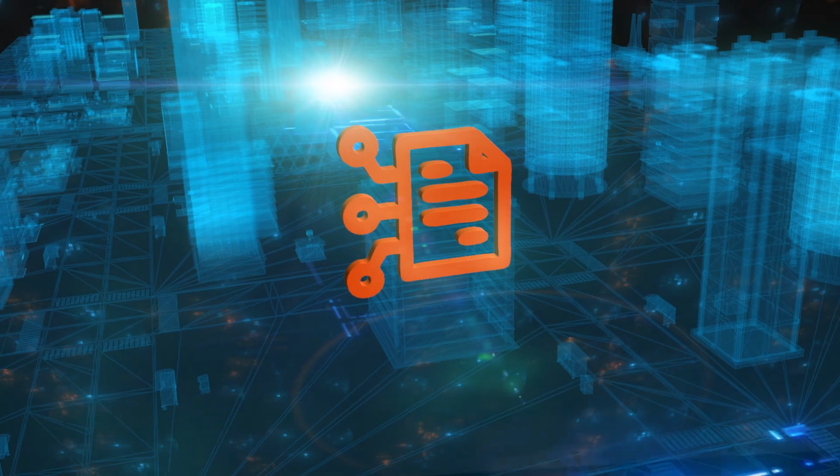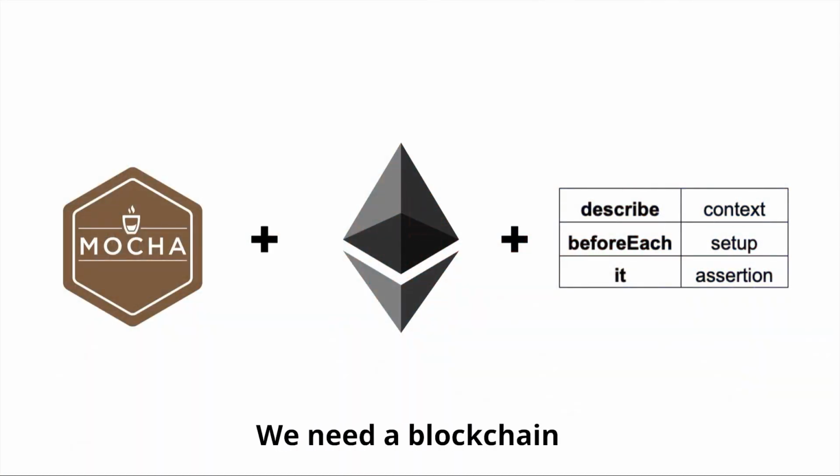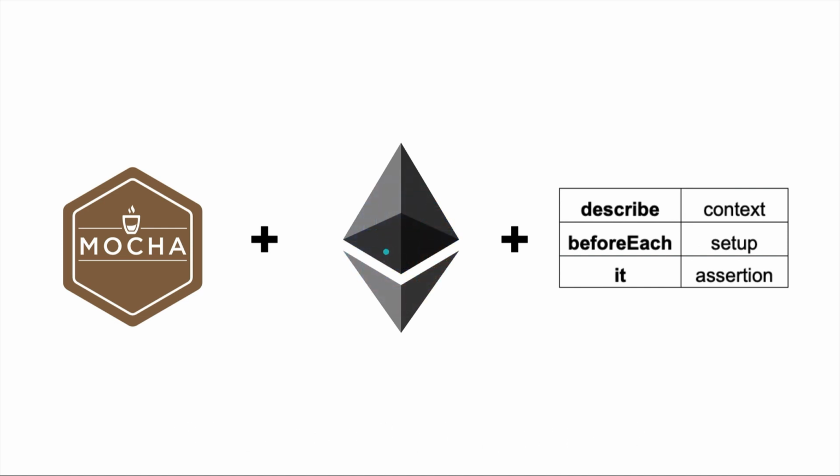So, how can we do this for smart contracts? Well, we again need a blockchain that runs locally on our computer. Luckily, the Ethereum developer tools these days take all the hard work from you. So this all happens without you having to do any setup. We can just write the test in JavaScript using a framework like Mocha. A test in Mocha follows a simple structure. Describe for context, before each for setup, and it for assertion.